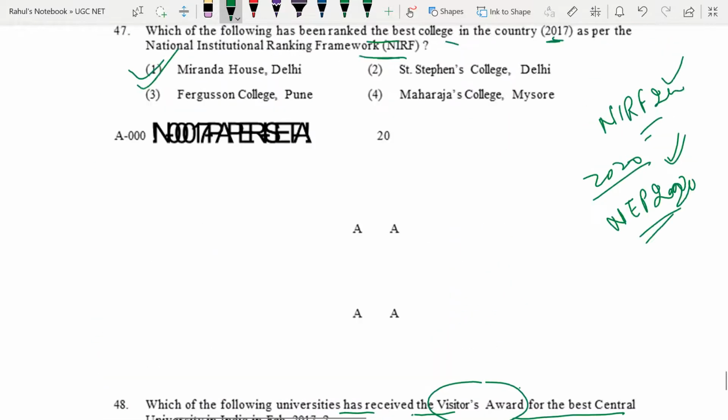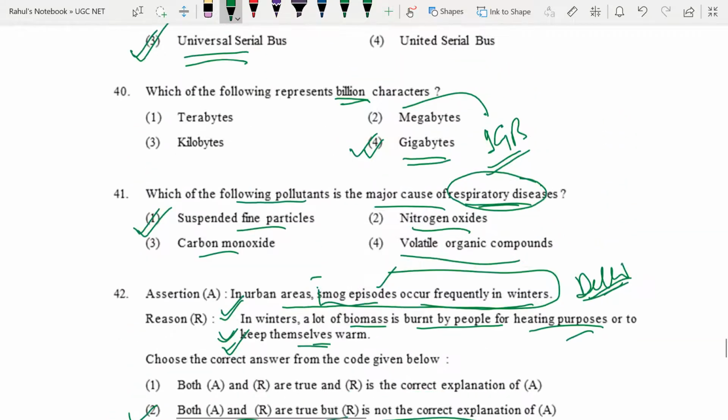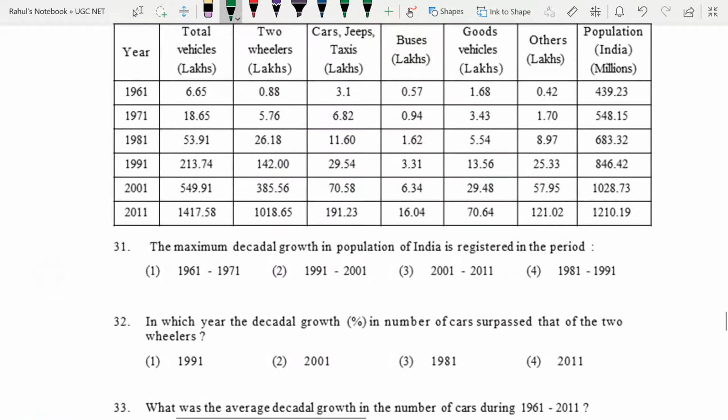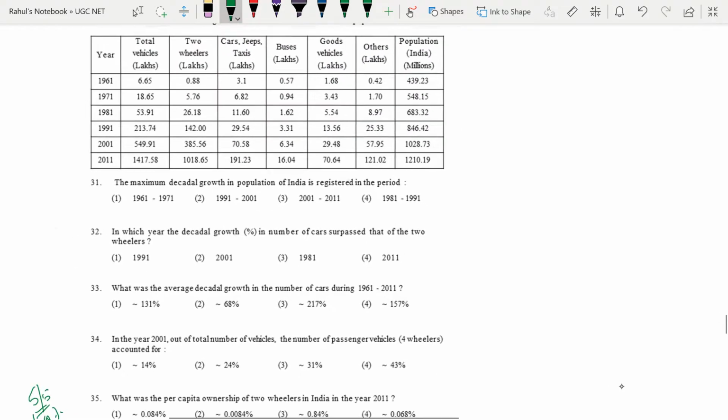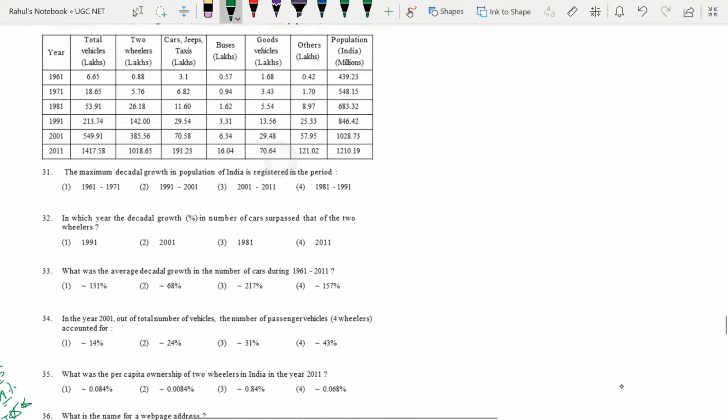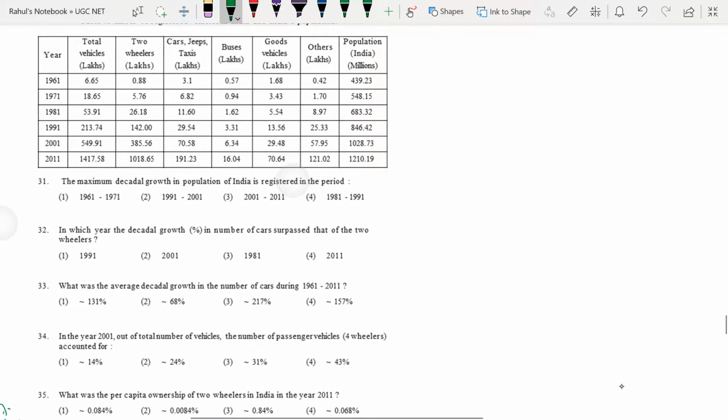Okay, so let's solve the quantitative aptitude questions which were left. Okay, we may need space here. That is why I am doing this. Okay, 31 to 35, 5 questions.